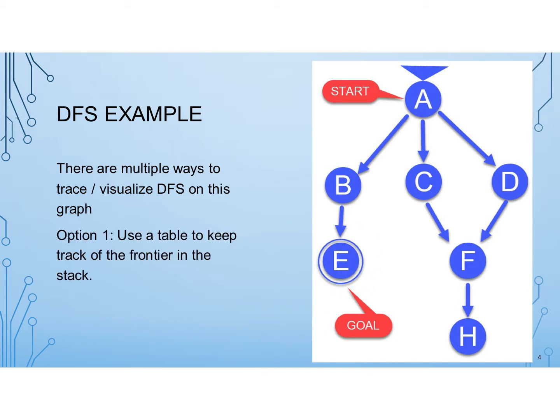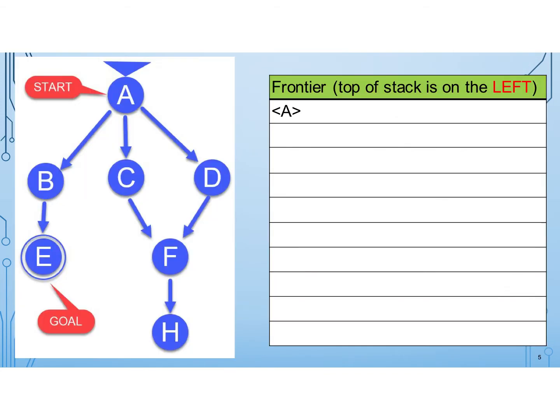The first way that you can visualize or trace this is to do it the way you've probably seen already, which is to use a table to keep track of the frontier in the stack. Here's our table representing the frontier. The top of the stack in this diagram, I'm always going to show on the left. We start with just the path representing the start state, a single path of length 0.